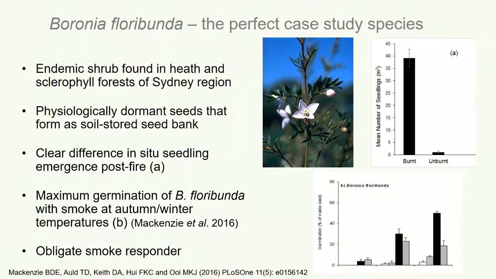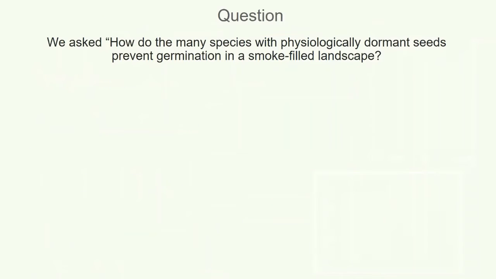The other thing with Barrerro floribunda is that it has maximum germination in winter or autumn temperatures, and it's obligate to smoke. In other words, you can see in that bottom figure there, the two black bars on the right, groups of bars have been germinated at autumn and winter temperatures, and those black bars there are the peak germination that occurred after a smoke application. So it's an obligate smoke responder, and it likes those cooler temperatures.